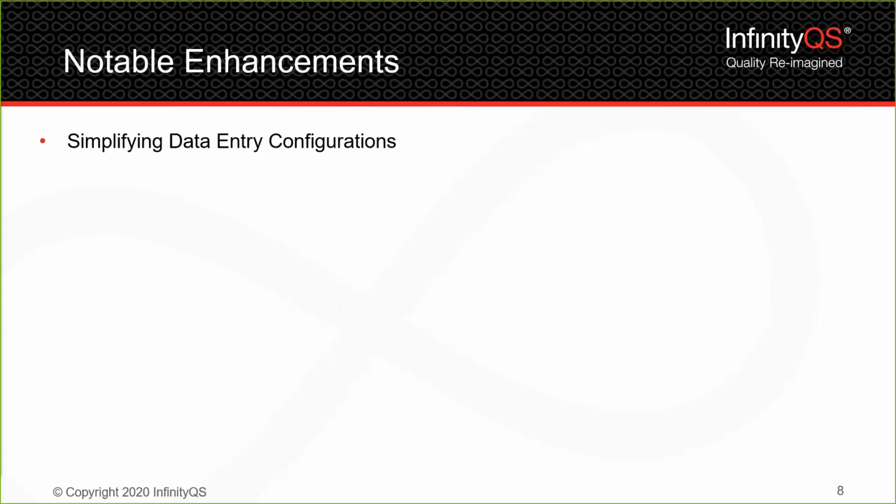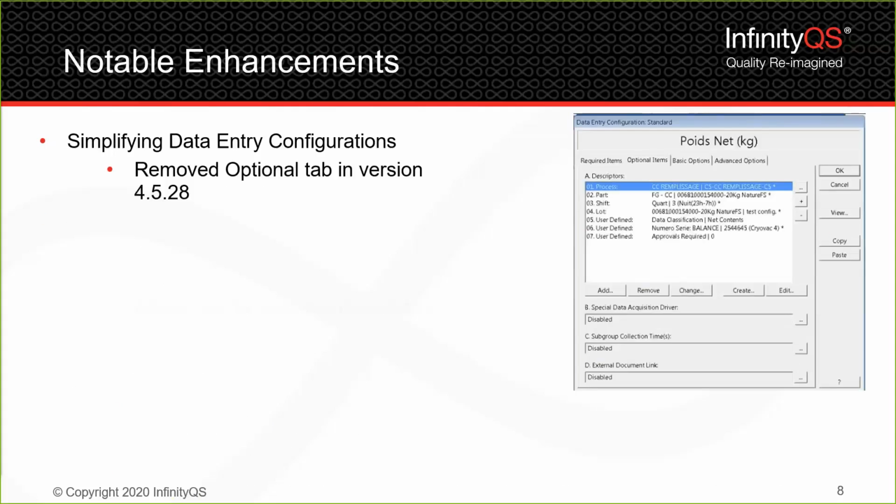So what does that mean? The main thing here is that we've removed the optional items tab. If you're in an older version, older than 4.5.28, you'll notice that you have 4 tabs when you're creating data entry configurations. Your optional items used to contain your descriptors. It also used to contain your special data acquisition driver, subgroup collection times, and external document links. So that's what used to be in your optional items tab.